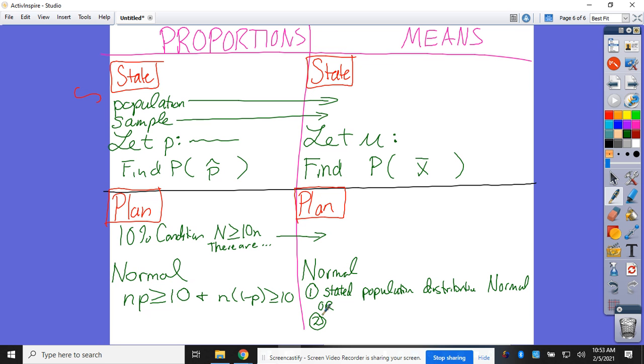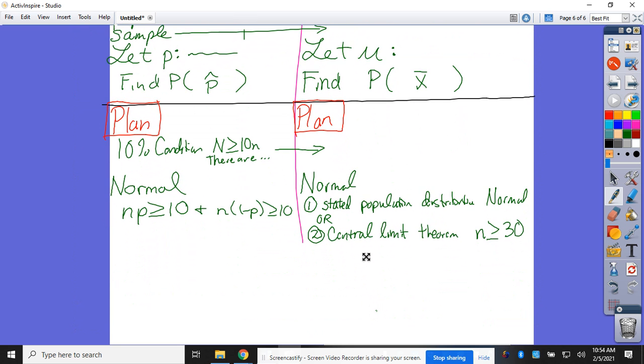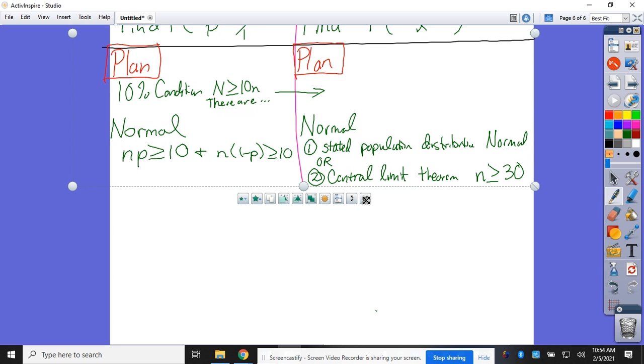Or, and I'm going to slide this off in a second, what's the other option? Central limit theorem. And what do I check in central limit theorem? And it's good. And that is where people get mixed up the most between the two, is they try to use central limit theorem for proportions, and you cannot do that. So the only thing you can check for proportions for normal is n times p, n times 1 minus p.